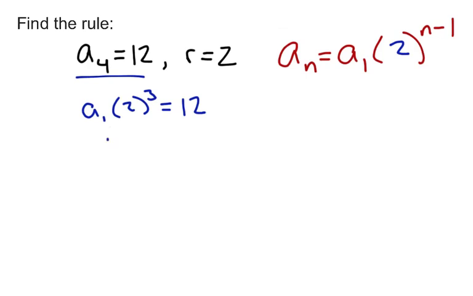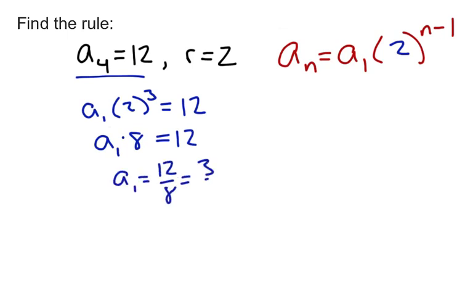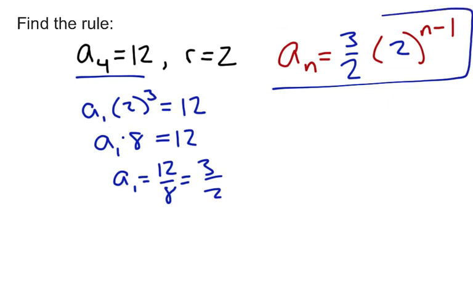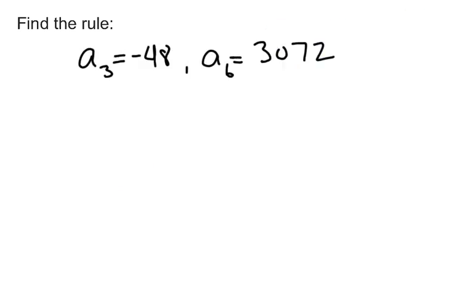All we have to do is first find 2 to the third, that's 8, and then divide by 8 and simplify. That'll be 3/2. So that means our first term right here is going to be 3/2. And there is our rule. How about if I don't know anything? We want to get it to this point where a sub n is a1 times the common ratio to the n minus 1, but I don't know the first term and I don't know the common ratio.